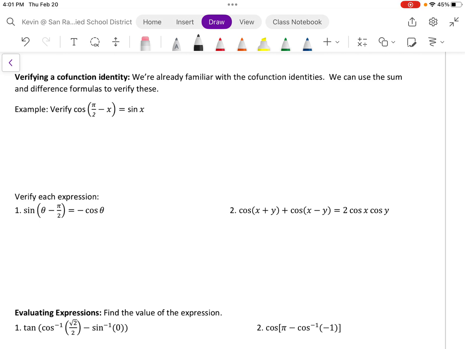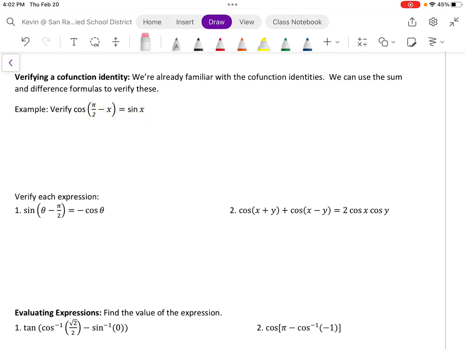So we were introduced to cofunction identities back in the earlier parts of chapter 5, and the cofunction identities basically say something like the fact that the cosine of pi over 2, or 90 degrees, minus some other angle equals the sine of whatever that angle is. So we can use what we've learned in terms of the sum and difference formulas to verify it, to prove. Again, verifying is showing that this equals this, one side equals the other.